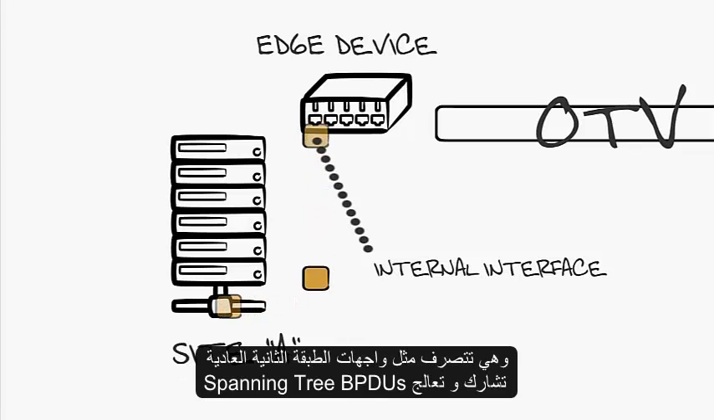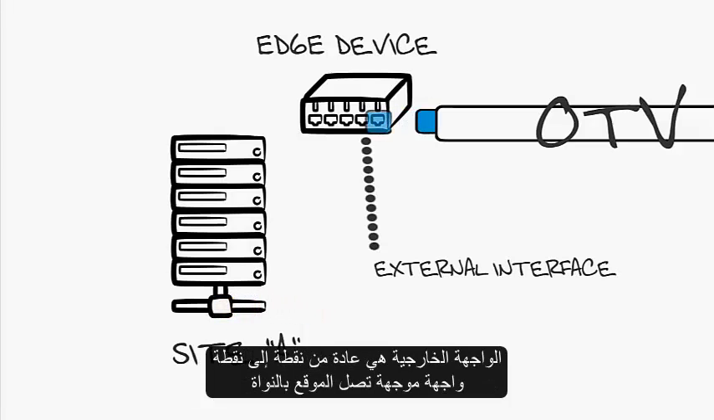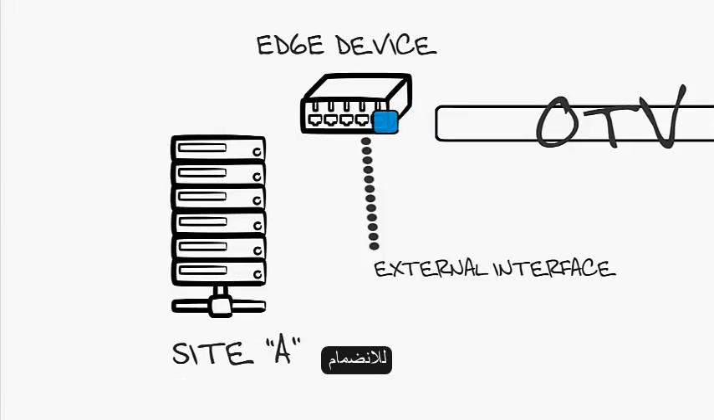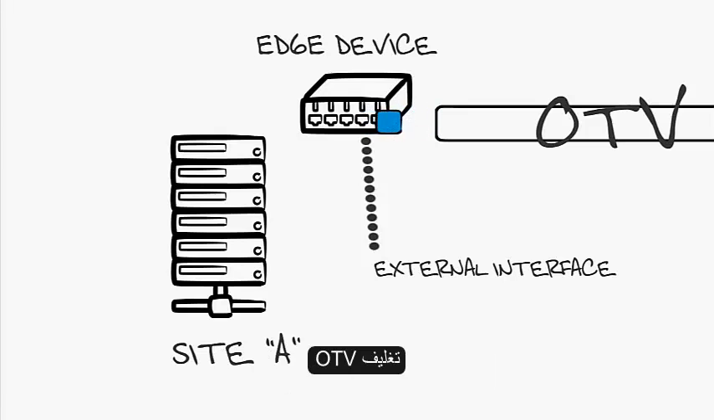These act just like normal layer 2 interfaces, participating in processing spanning tree BPDUs. The external interface is typically a point-to-point routed interface on the edge device that connects the site to the core. Now, for all of you packet tracers out there, the external interface is the one OTV uses to join multicast groups in the core, and it's also the source address for OTV encapsulation.